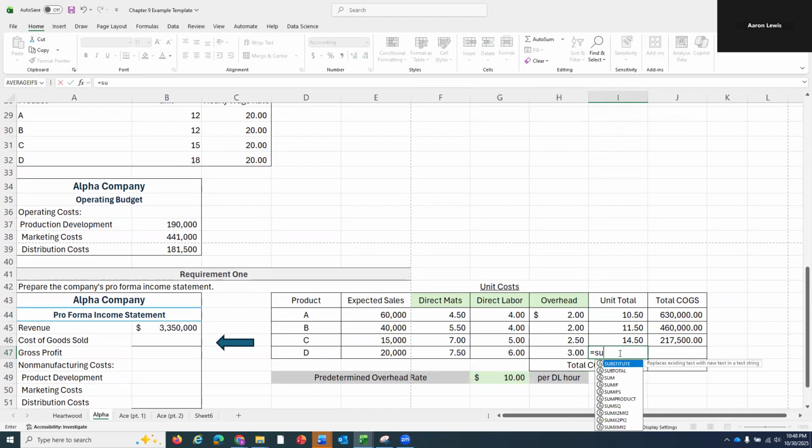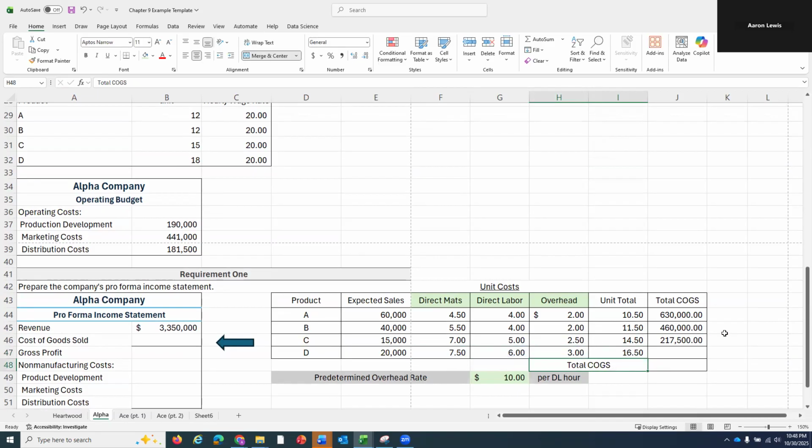And if I go through and find the sum of those three numbers, each one of these costing $7.50 in materials, $6 in labor, and $3 in overhead, means that the unit total cost for product D is going to be $16.50. And if I take that $16.50 for each unit and multiply it by the number of units that we expect to expense when we sell them, I get $330,000 in cost of goods sold that we will record from the sale of product D.